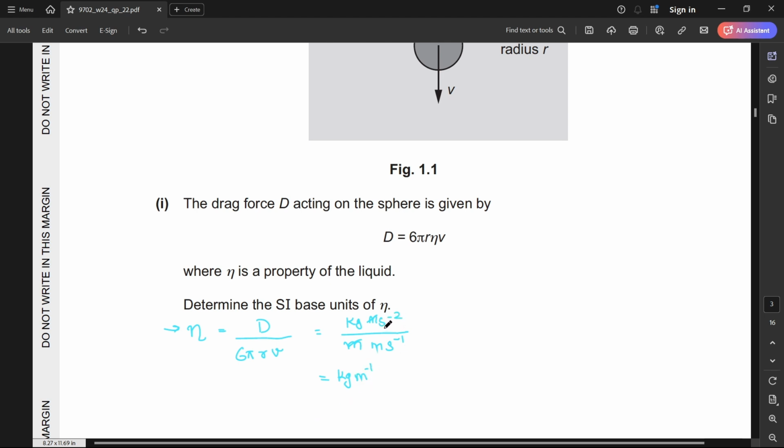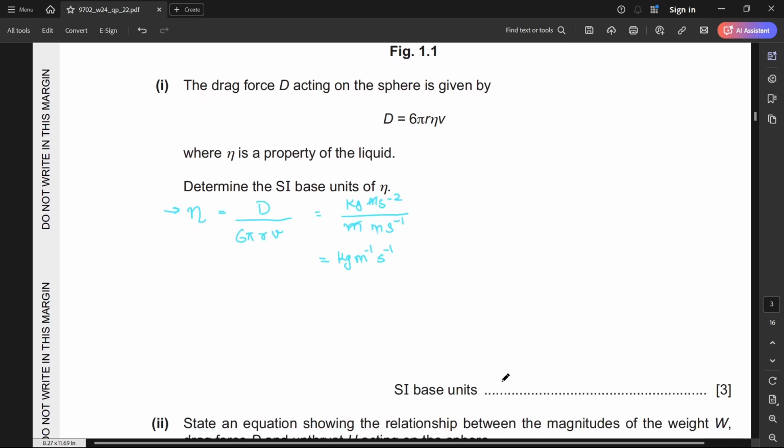And then for the seconds, I have s to the power of minus 2 divided by s to the power of minus 1, which can be written as s to the power of minus 2 minus of minus 1. This is the law of indices. Because minus minus becomes positive, minus 2 plus 1 is minus 1. So I'm just left with second to the power of minus 1. So the base SI units for n, that is the property of the liquid, are kilograms per meter per second. And that will become our final answer for this particular question, kg per meter per second.